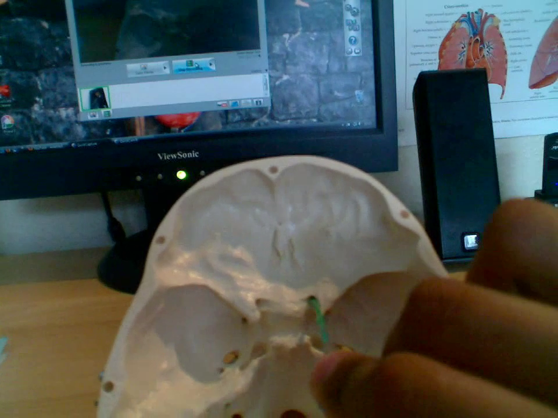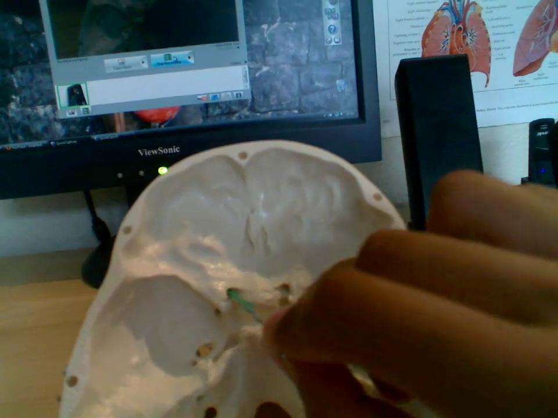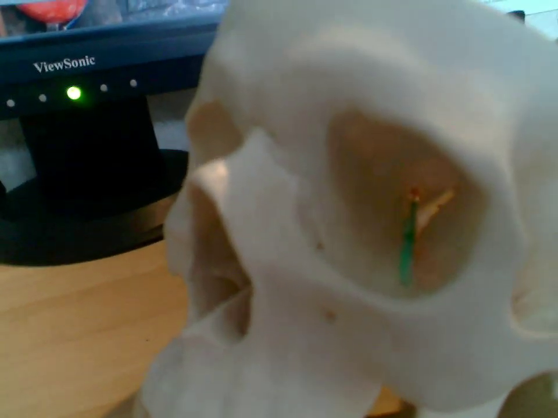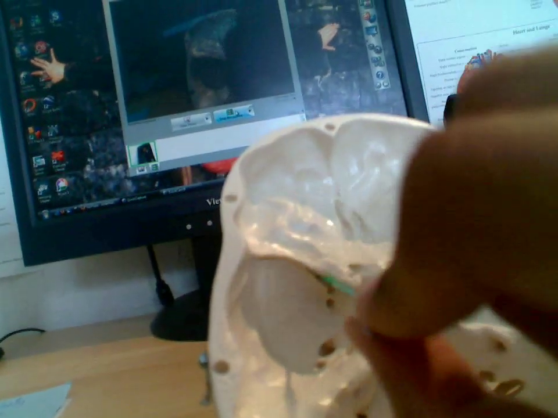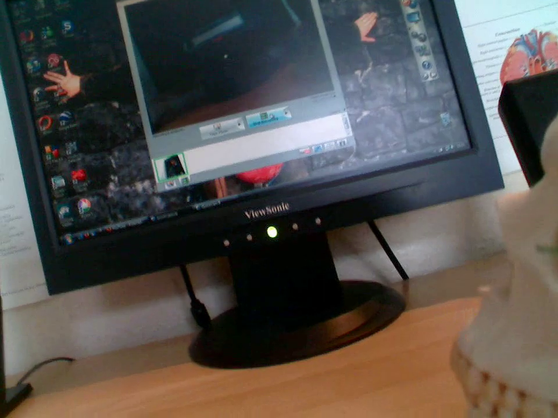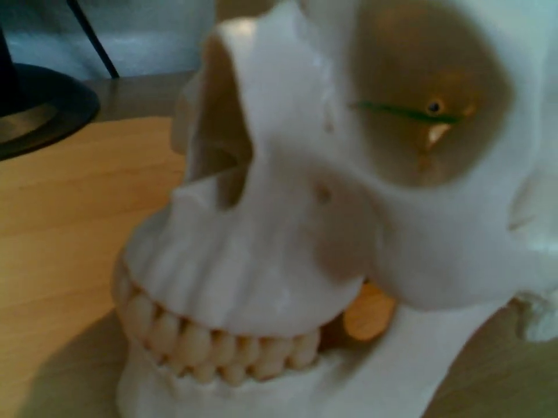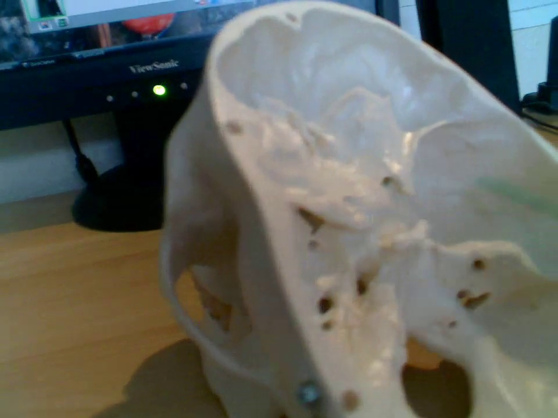The optic goes through the optic canal, which is here. I'll turn the skull so you know where the optic canal is. That's the optic canal, right there. And then the oculomotor goes through the superior orbital fissure, again turning the skull so you can see. See right next to the optic canal there, so oculomotor goes through that superior orbital fissure, and there are other nerves that go through the superior orbital fissure, not just the oculomotor.